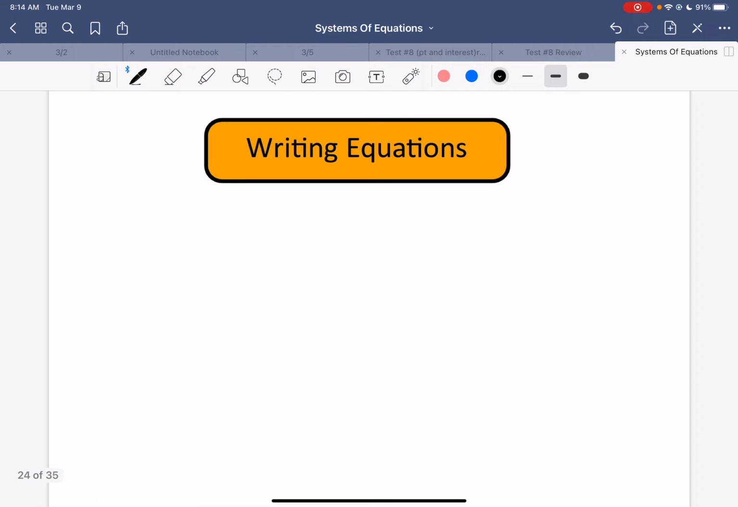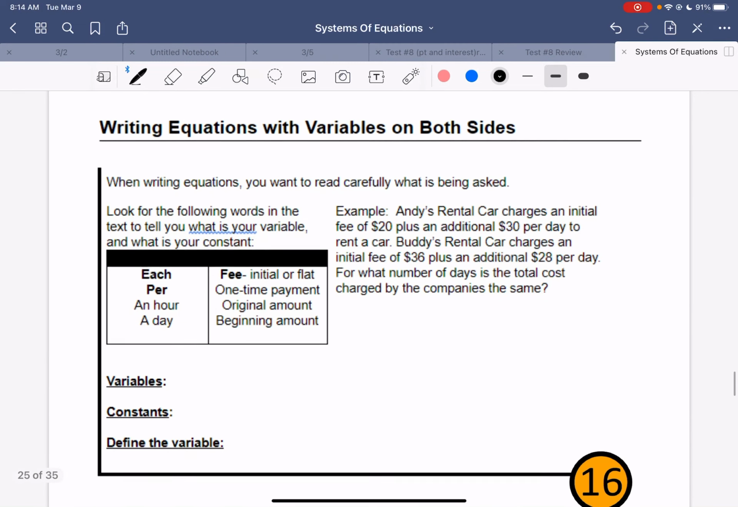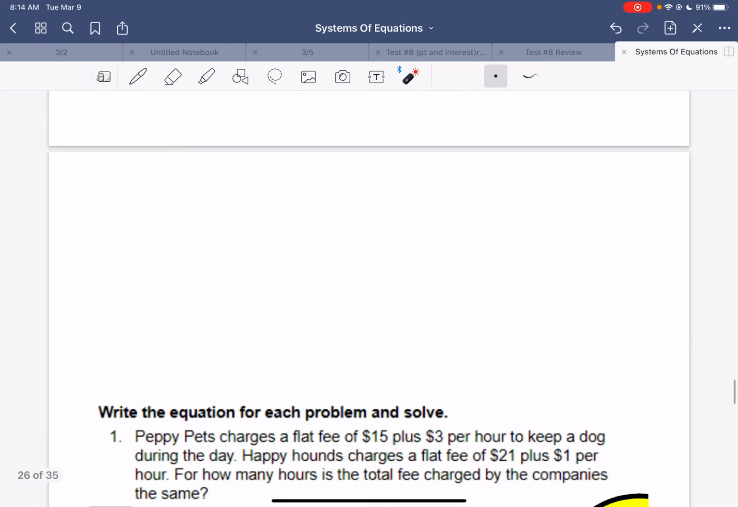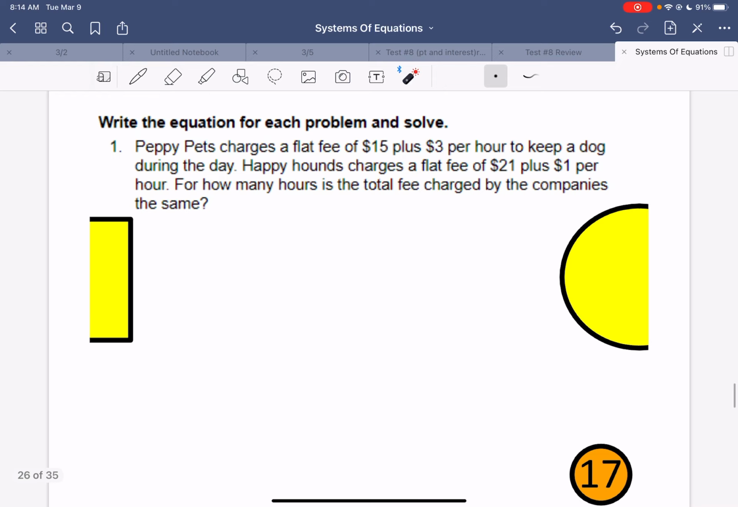And next we have writing equations. So again, taking words and putting them into equations, and this is what we need to take into account. These were our notes from this section. So taking into account what equates to a variable and what equates to a constant. So here we go. We're looking to write and solve each of these.